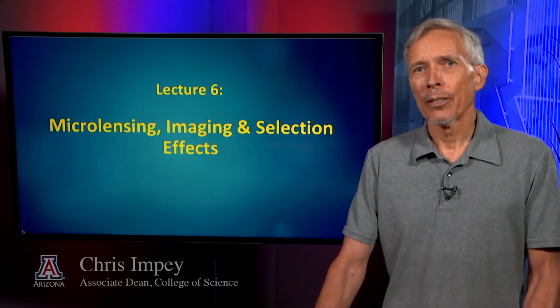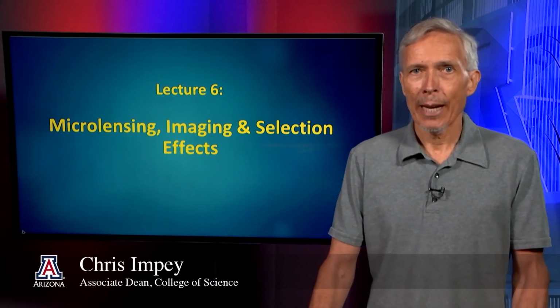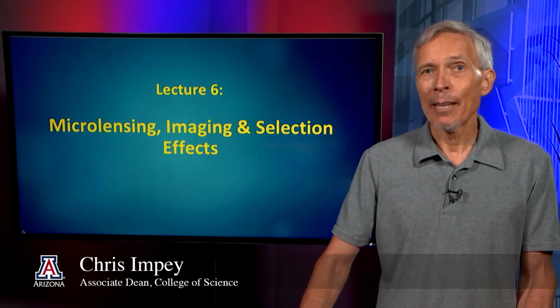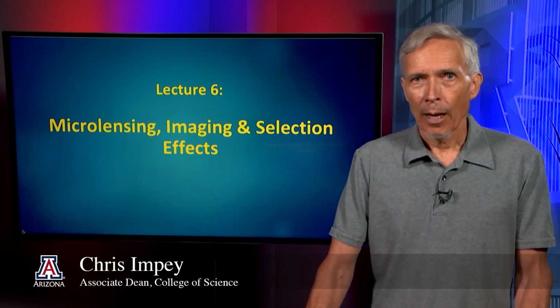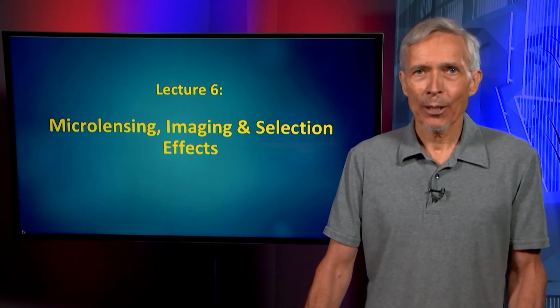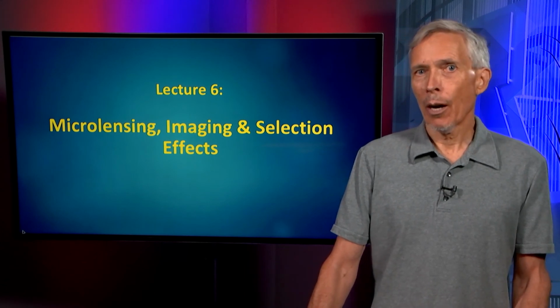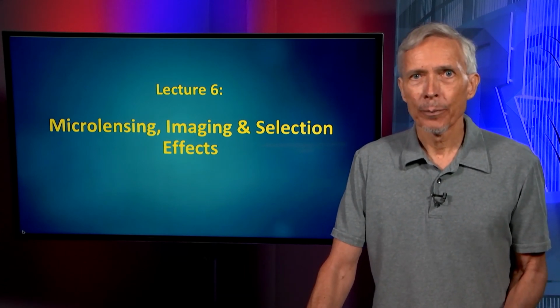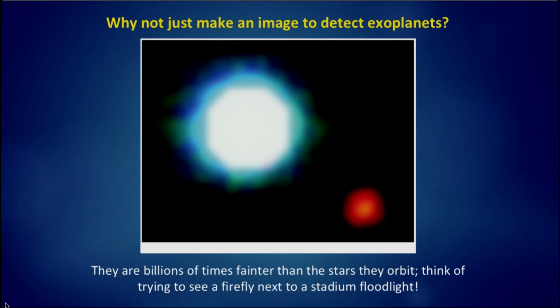In this lecture, we'll consider two other methods for detecting exoplanets: direct imaging and microlensing. And we'll also look at the overall selection effects that influence our understanding of exoplanets. An obvious question is, why don't we just make an image of these exoplanets?